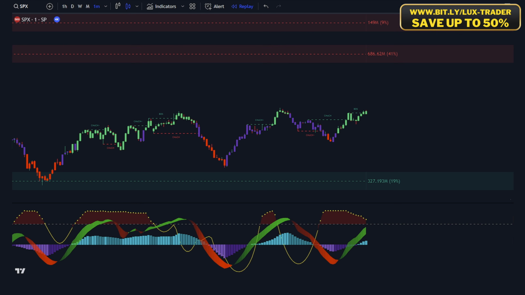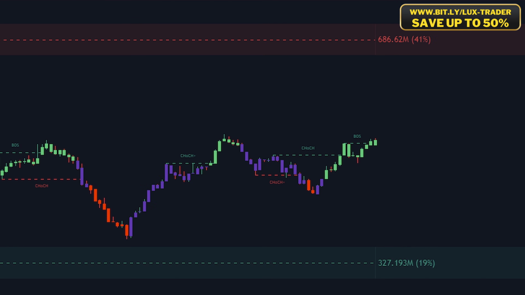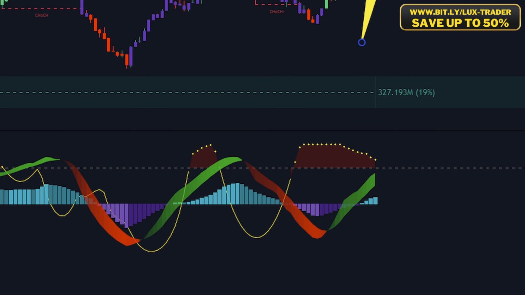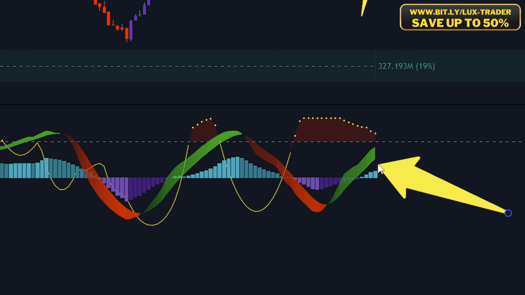Now let me show you another buy trade example. First, we look for either a bullish break of structure or a bullish change of character label to signal a potential upward trend. Next, the candle should be green, indicating a strong bullish signal. Then, the ultimate stochastic trigger band must be green as well, confirming the bullish momentum. Additionally, the histogram should be light blue, indicating strong upward momentum.